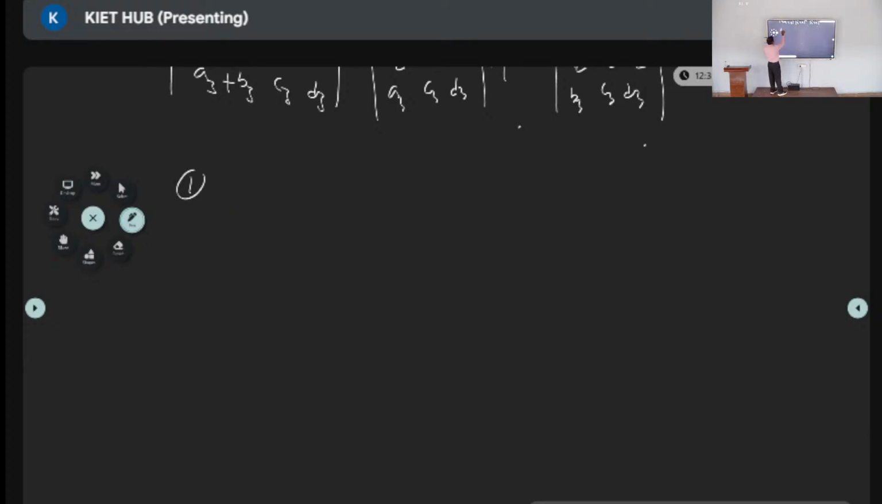First one. A is a 3 by 3 matrix. Determinant of A is 2. Determinant of 2A is what? Try, all of you. This type of question is repeated many times.